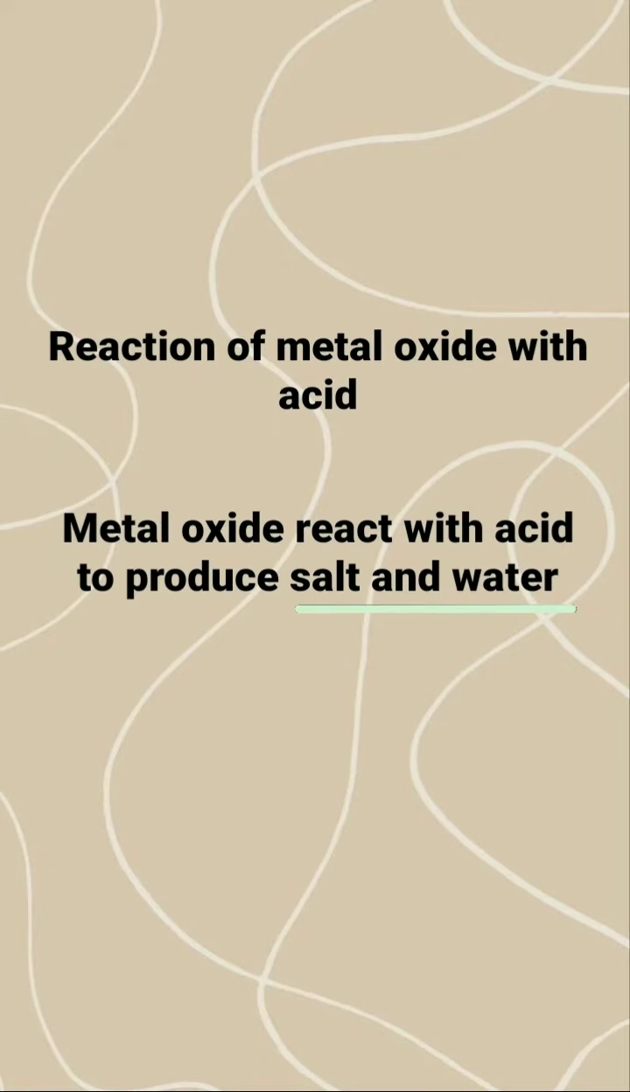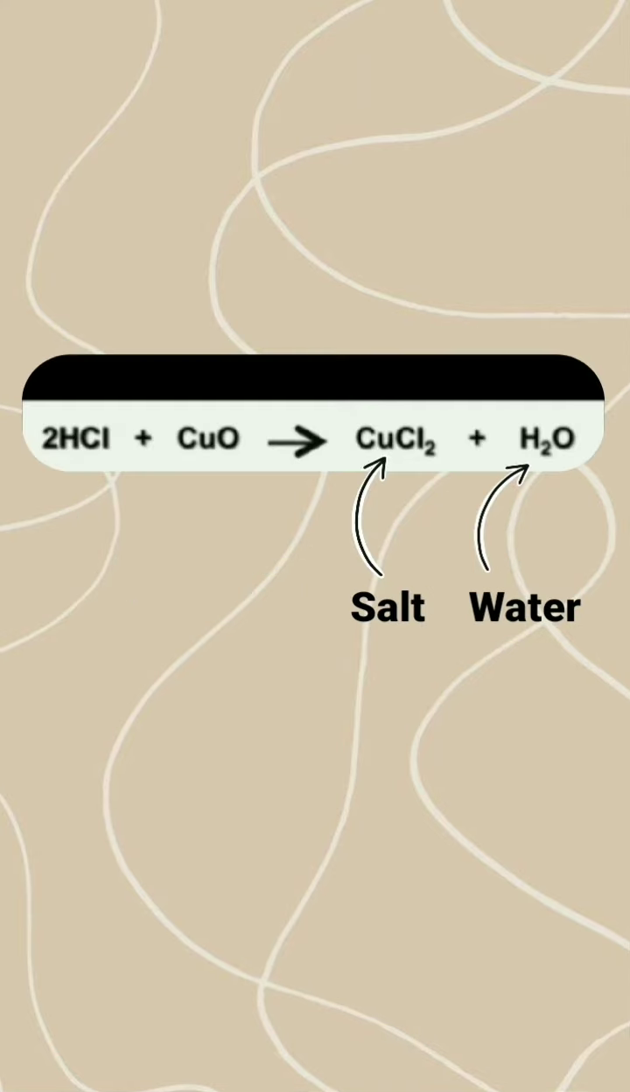The second one, the reaction of metal oxide with acid. When metal oxide reacts with acid, it will produce salt and water. For example, the reaction between hydrochloric acid and copper oxide.